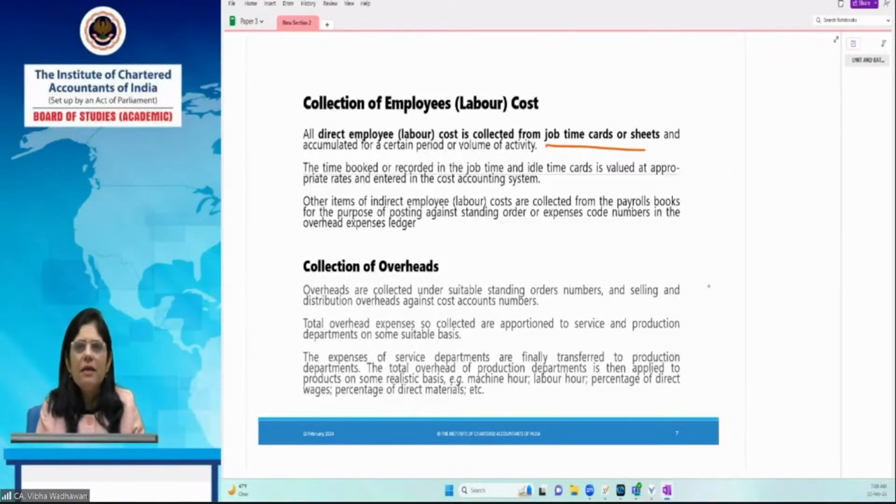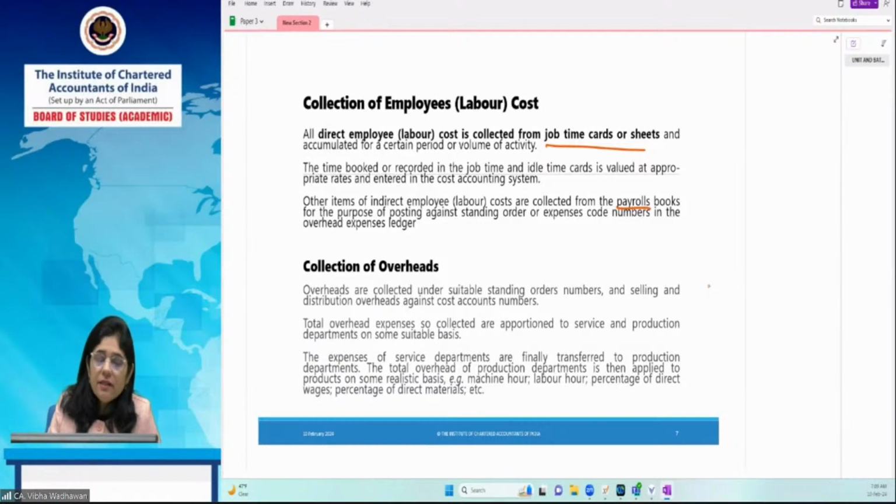So the time multiplied by the rate per hour or per month or whatever, and then it will be recorded in the cost accounting system. And for indirect labor also, we'll collect the information from the payrolls, and then through the coding and the ledger accounts, we get the employee cost. Clear? That is taken to the cost sheet to calculate the second element of cost. So it's material, labor, and then overheads. There are 3 elements of cost.